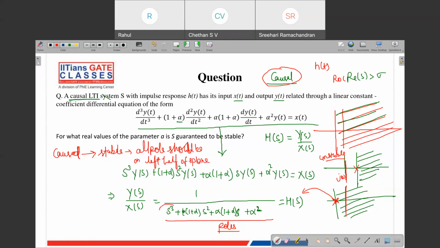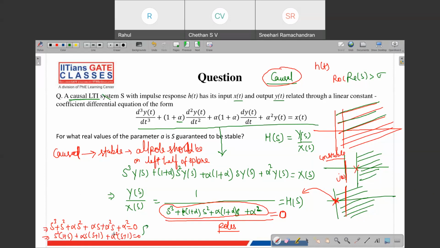Now we need to find all the poles here, and these poles will be a function of alpha, and from there we will find the value of alpha such that all the poles are on the left half of the S-plane. For that, to find the poles, we need to find the roots of this equation. So we have s cube plus s square plus alpha s square plus alpha s plus alpha square s plus alpha square equal to 0. This is the polynomial, and I want to find its roots. You can take s square common, here you can take alpha s common, and here you can take alpha square common.